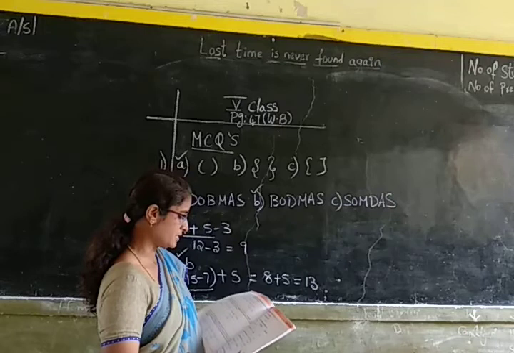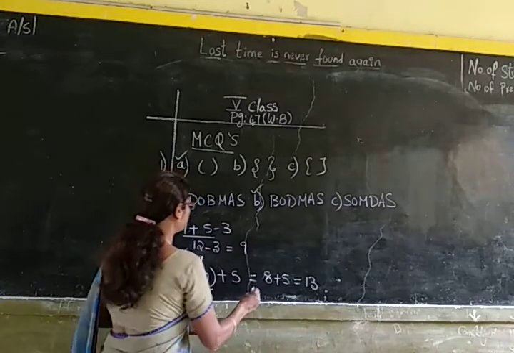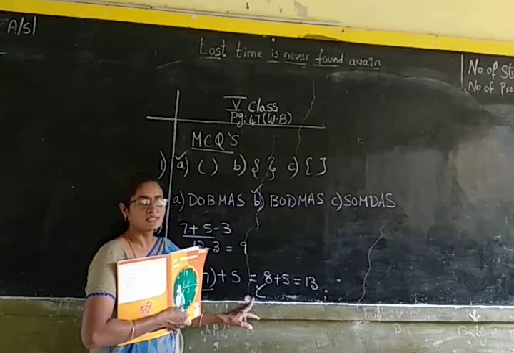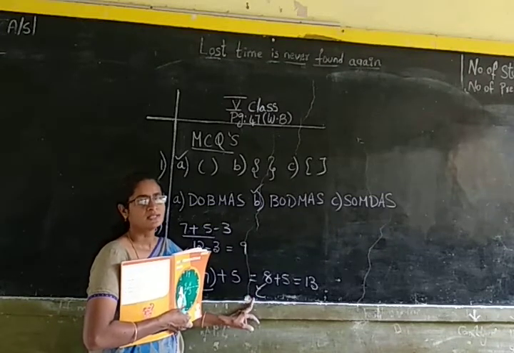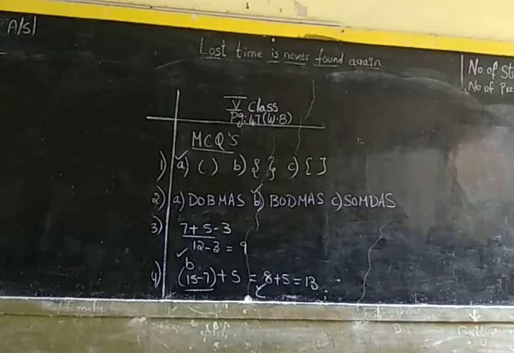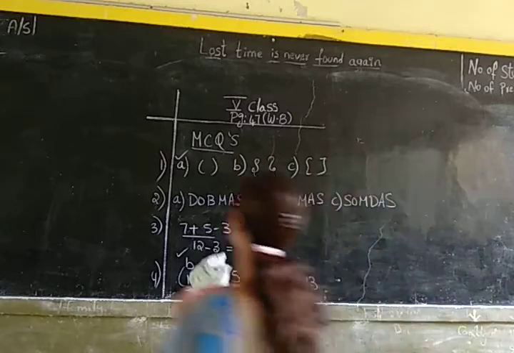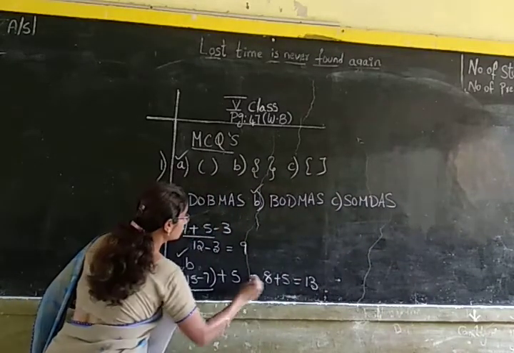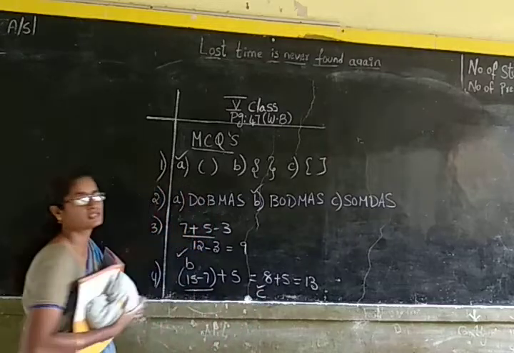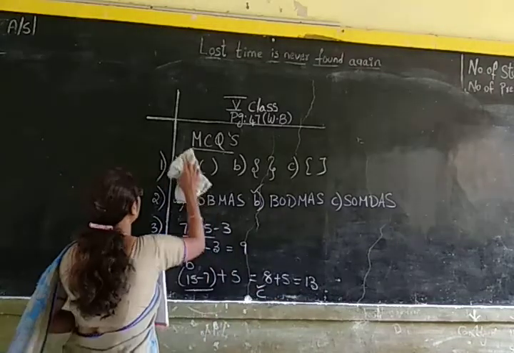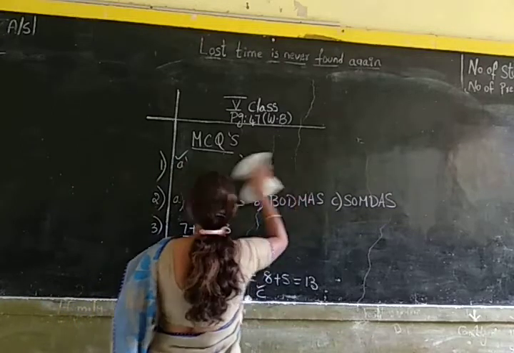The correct option is C option. So all of you tick the C option. The correct answer is in C option. So all of you tick the C option for the fourth question. The answer is 13. Okay children, let us do the fifth question.